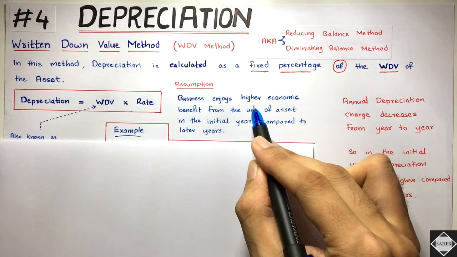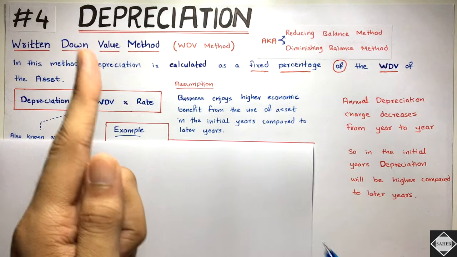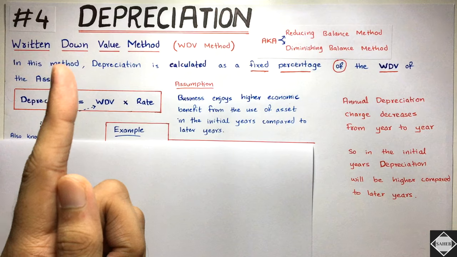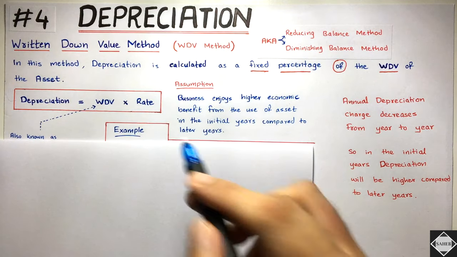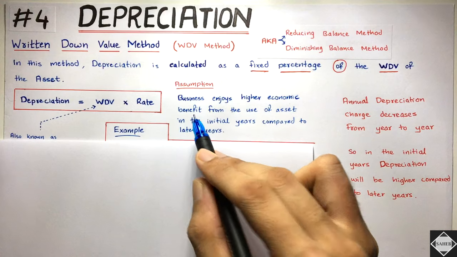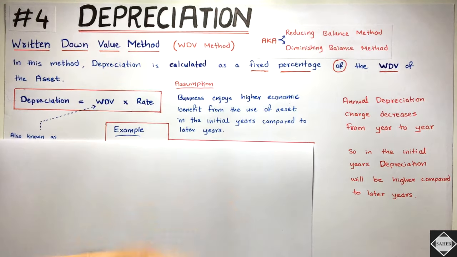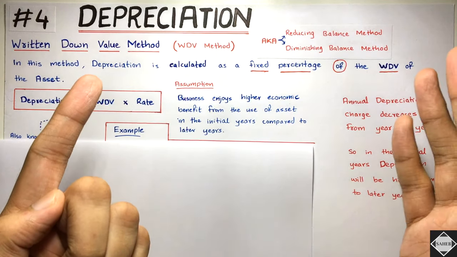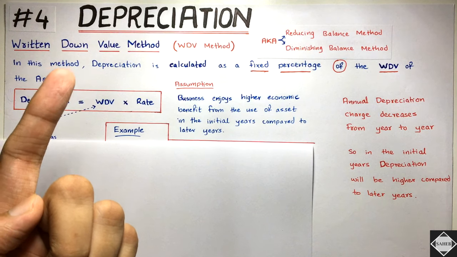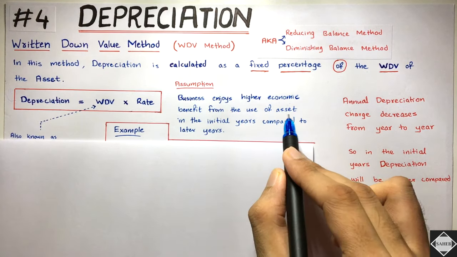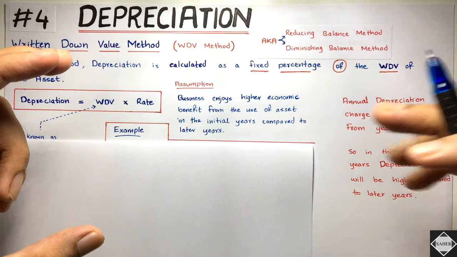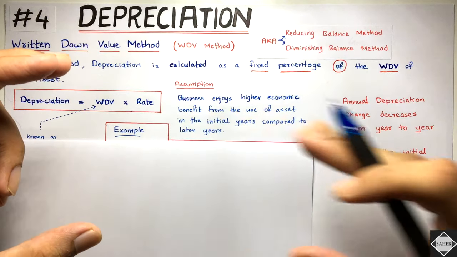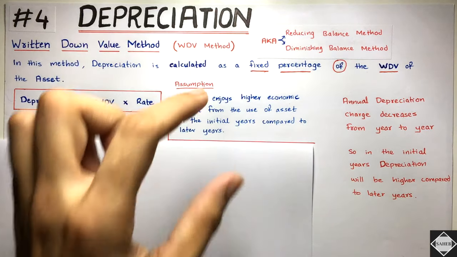Business enjoys higher economic benefit. In the first year, the battery was lasting for the entire day. In the second year, half. That's what happens. In the first year, you were able to produce 1 lakh units, and then in the fifth year, it was 80,000 or so. From the use of the asset, there is higher economic benefit in the initial years, and compared to the later years, the benefit will be lower. Is that clear? That's the assumption.